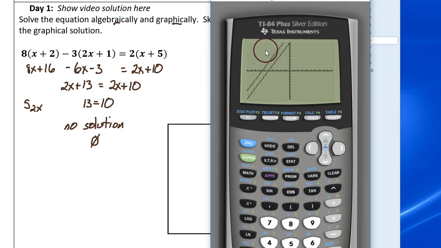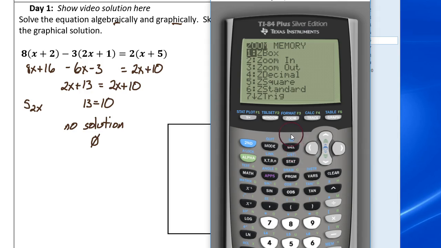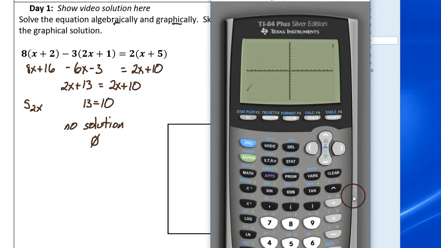Now, if you don't have the standard window showing that counts out to 10 in all directions, you can push zoom, and then choice 6 is zoom standard. Here's the first line, and now here's the second line. What do you notice about these? They're parallel, right? They never cross each other. There is no x value for which the one line ever intersects the other line.